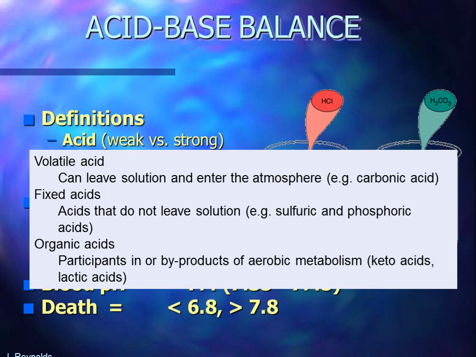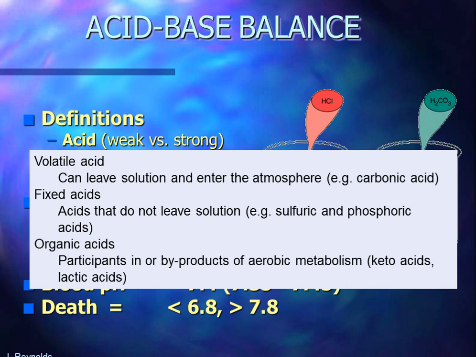All right, then we've got volatile acids, and these are the acids that go into the atmosphere. You know where I'm going. I'm going with carbonic acid, which is eliminated from the body as CO2. That's the only one in that category.